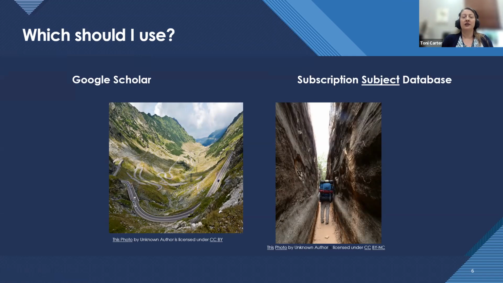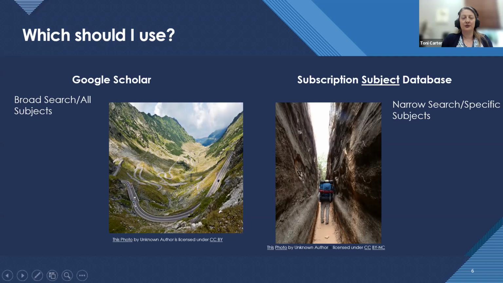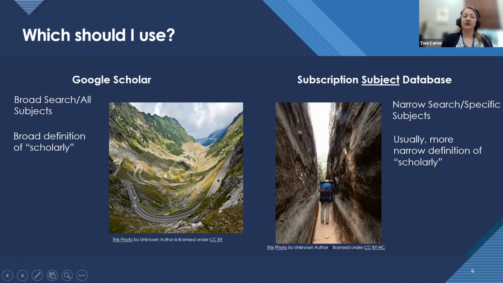The differences are in a lot of the ways that you search. Again, let me say, they don't have the exact same information, but similar. Google Scholar is broad searches, databases are more narrow, however you want to define narrow. And we're going to talk in a minute about how Google Scholar defines scholarly. They have a broad definition, I think, and usually the subject databases have a more narrow definition of what scholarly is.